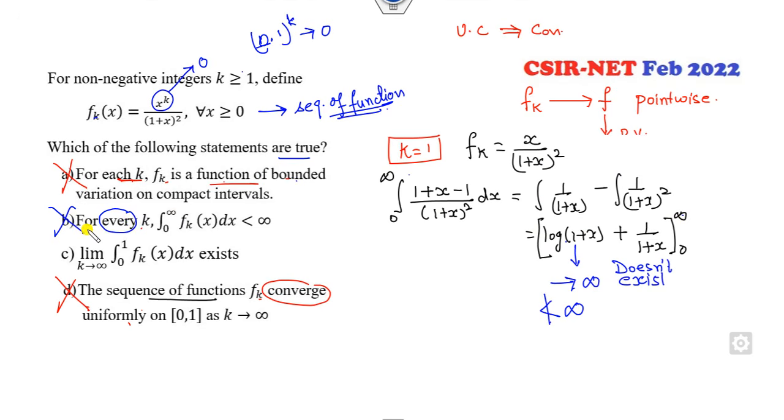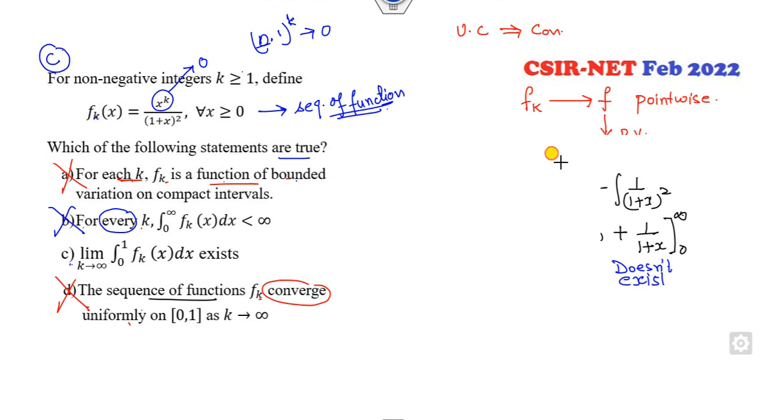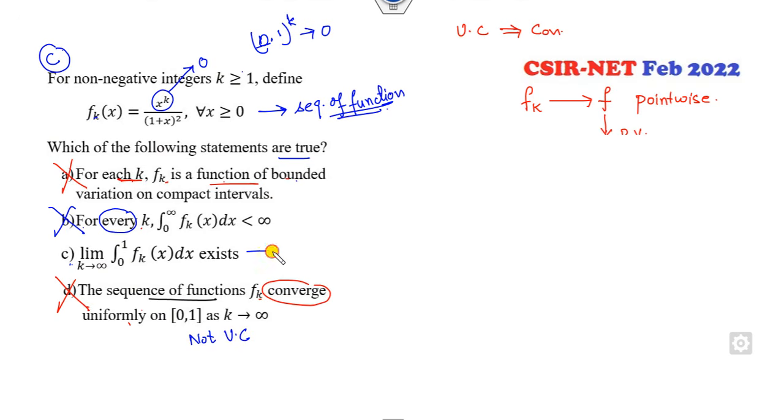So this option is also cancelled. Only the correct option left is C, so C is the right answer. But how can you prove that C is the right answer or not, we will see. Because the sequence is not convergent uniformly, we can't say this function is nothing but the limit of this. We can't say because it is not uniformly convergent.